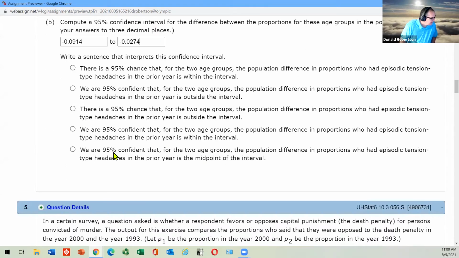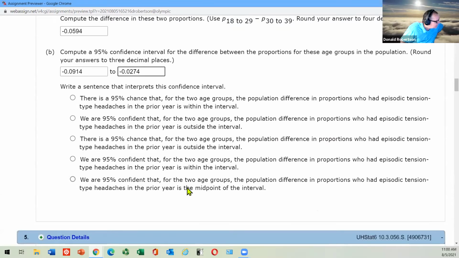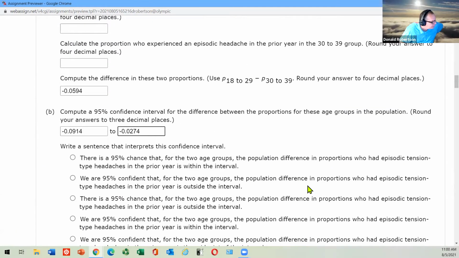And then they kind of finish with: interpret what this means. So let's look at that. Aren't these two numbers, the start and the finish, all negative? So doesn't that mean that P1 is less than P2? And P1 is 18 to 29 years old, have less headaches than 30 to 39-year-olds. So you just go through this sentence and you find the ones that do that.